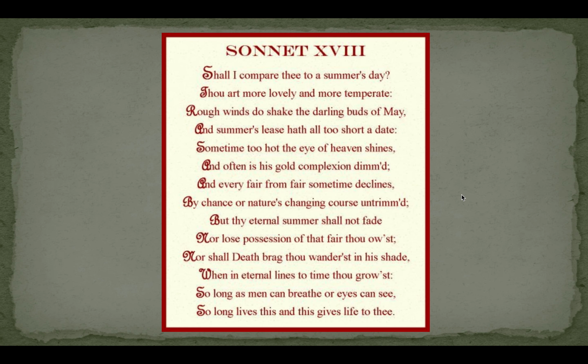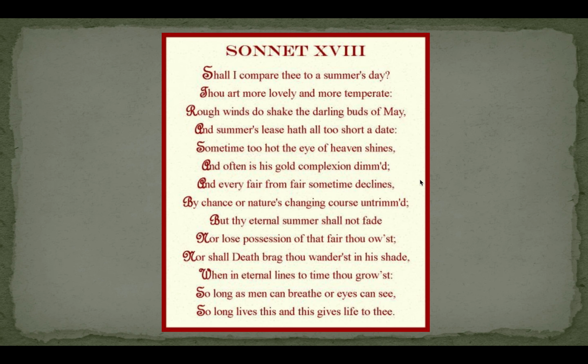So this is the way nature works. We have things that decline after they grow. People start out young, they get old. This is just nature's changing course untrimmed. Oh, that's another image there. It's kind of a gardening image. Untrimmed, you can imagine that people might clip the roses. So a couple things going on there.